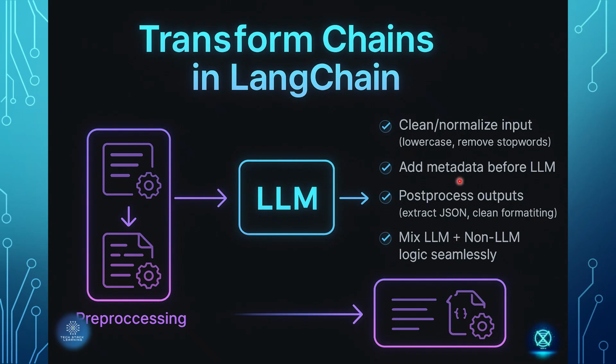That is another area where we use transform chains, and then use custom logic in the middle of the workflow. It need not be just an LLM, right? It could be a mix of LLM and non-LLM logic. It could be a simple lowercase, for which we don't need an LLM. If you want to use simple Python functions, you can use transform chains to do that activity.